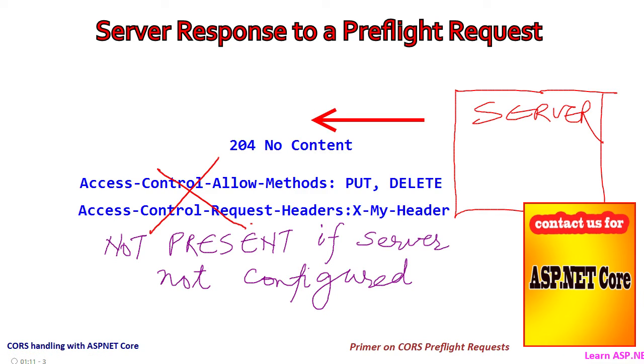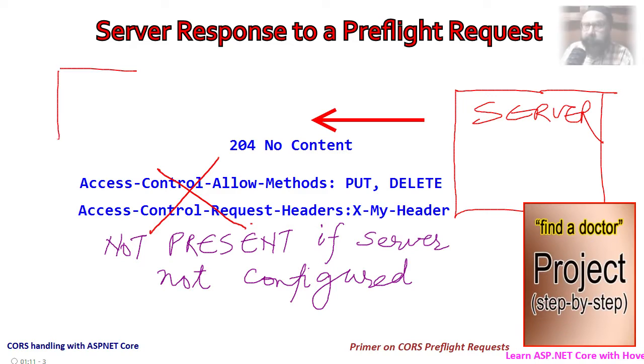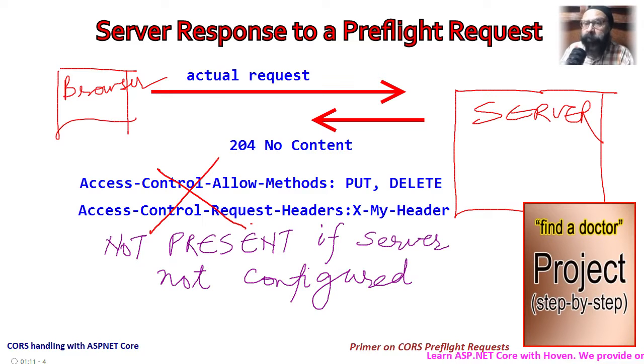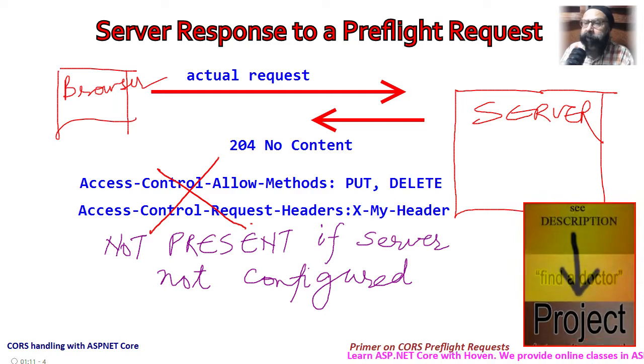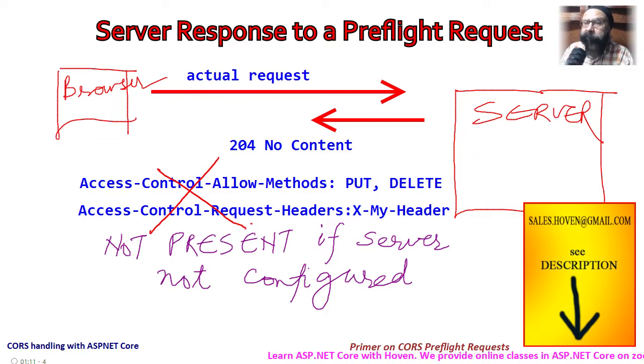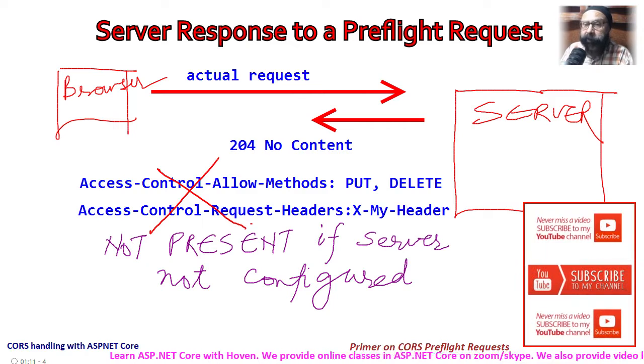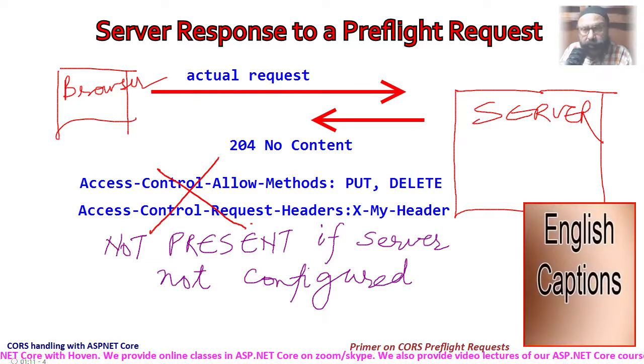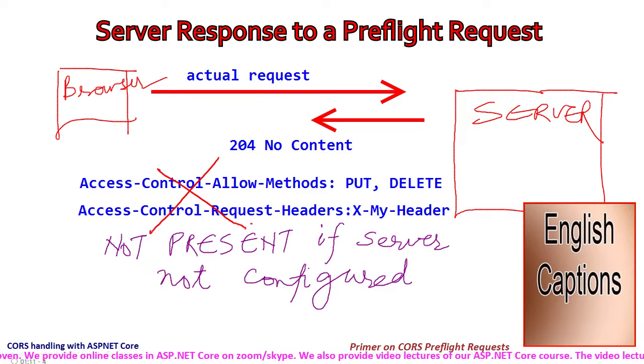So if the headers are present in the response, then the browser makes the actual cross-origin request, and then it sends the payload, whatever is contained in that request. If the response doesn't contain those headers, then the browser doesn't make that request, it withholds it.